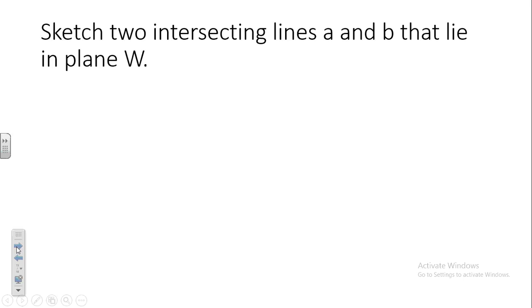Chase, what did you draw for your first figure? A parallelogram. Start with the plane, draw a parallelogram. Thank you.